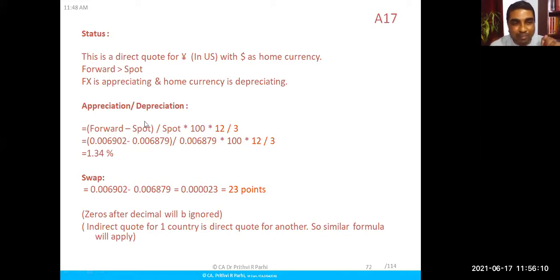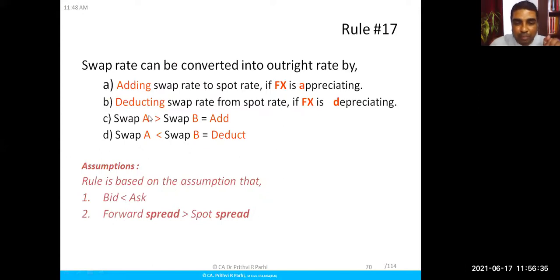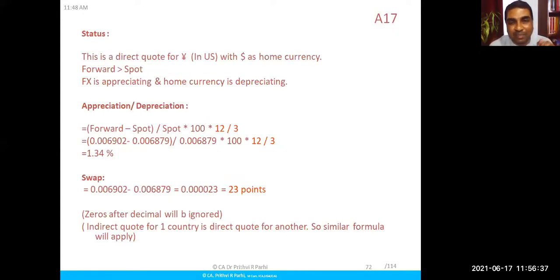How to calculate the appreciation or depreciation? Forward minus spot, by spot, into 100, into 12 divided by 3. Can you tell me why I am multiplying by 12 and dividing by 3? The forward rate given is for 3 months, so that is the appreciation in 3 months. Divided by 3 gives the per month appreciation, and I need the rate on an annual basis, so I am annualizing it by multiplying by 12.